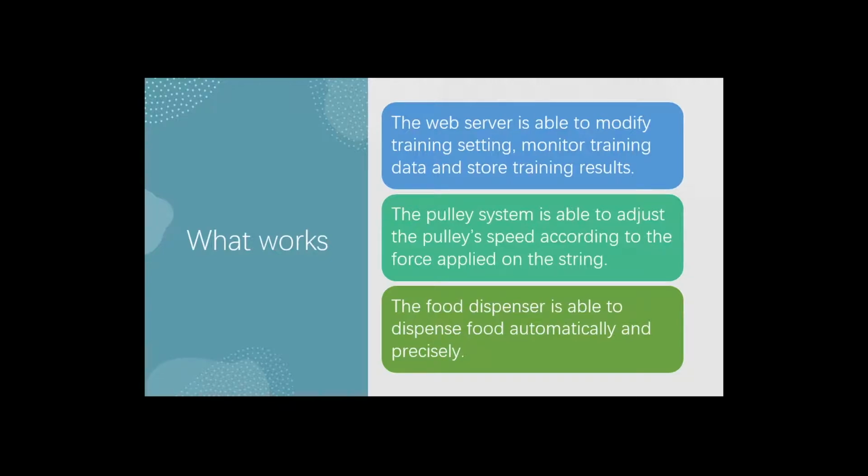The pulley system is able to adjust the pulley speed according to the force applied on the string. According to different force, it will accelerate or decelerate the pulley. Last but not least, the food dispenser is able to dispense food automatically and precisely.